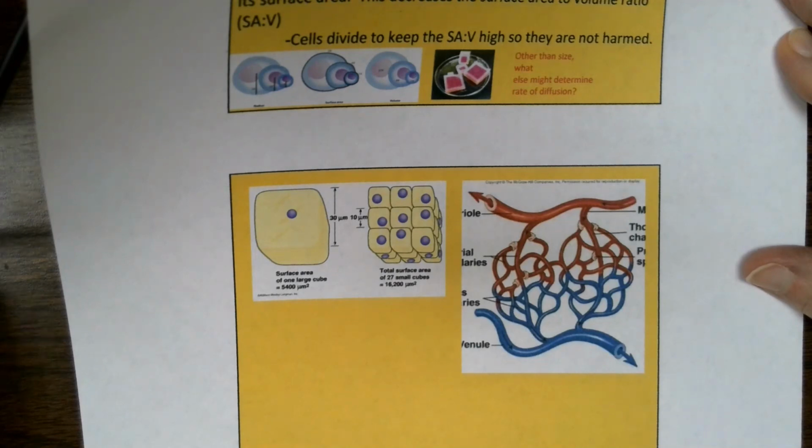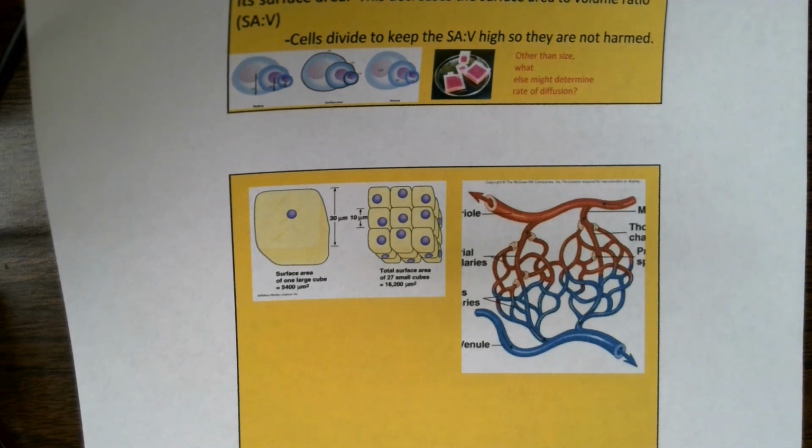So there are other factors besides the size of a cell that are going to dictate the rate of diffusion, but we're going to focus on size for this unit because this unit is about cell division. Let me know if you have any questions.